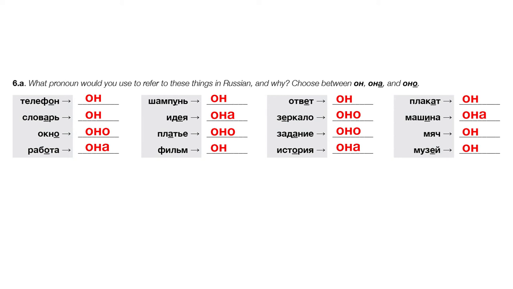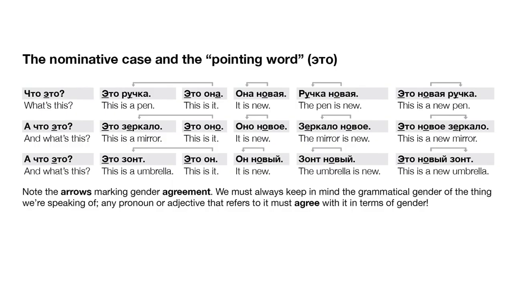Okay, let's look at another little bit of simple grammar, the pointing word это. We're going to talk a lot about this in the coming lessons, but for now, it's quite simple. Это is a word that basically conveys a pointing gesture. So we're simply pointing at something and saying, what is this, for example, or what's that? Well, this is a pen, or that's a pen, right? Sort of this or that, pointing at something, that's going to be это in Russian.